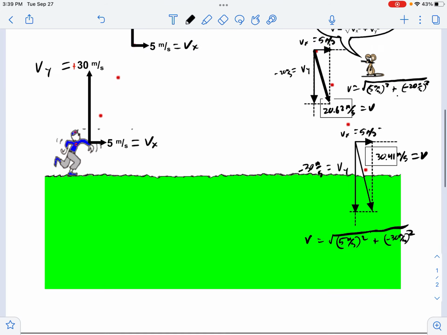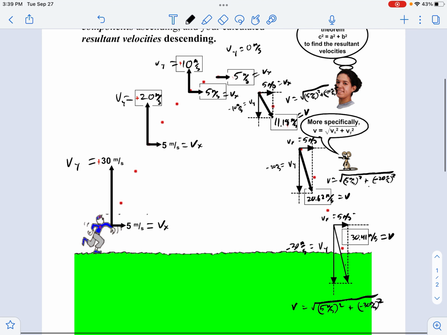So we get a picture of what this thing is doing. Its vertical velocity is constantly changing because gravity, which is an acceleration, is happening the entire time the ball's in the air. Horizontally, no acceleration.